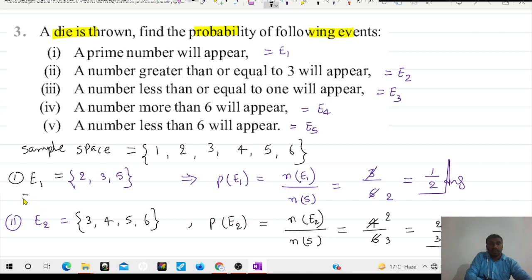Hopefully you are getting the concept. What is this actually? n(E1). So n(E1) is here what? This is your 3. And what is here? Your n(E2). That is your 4. So n(S) is nothing but the total number of elements in your sample space.